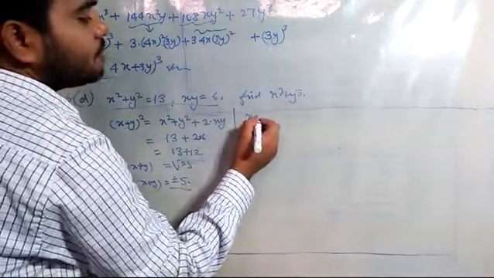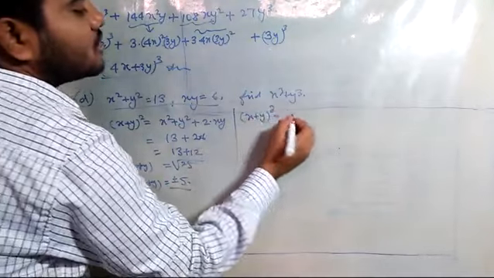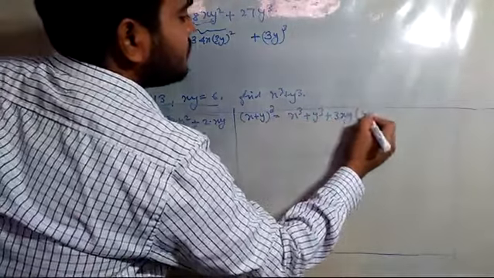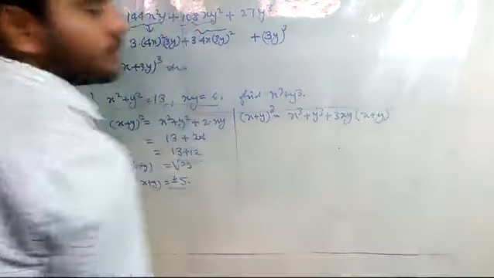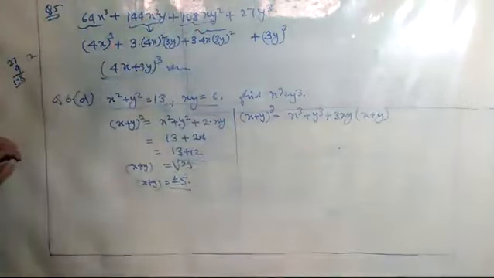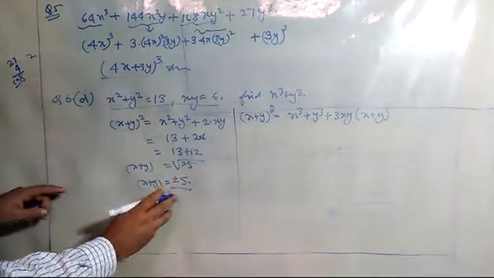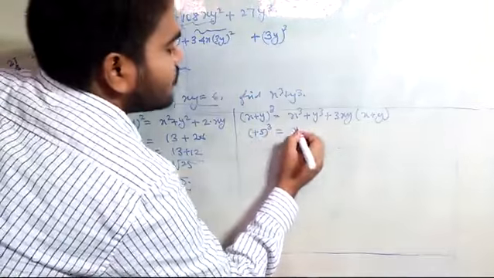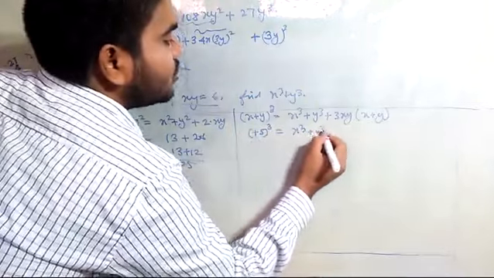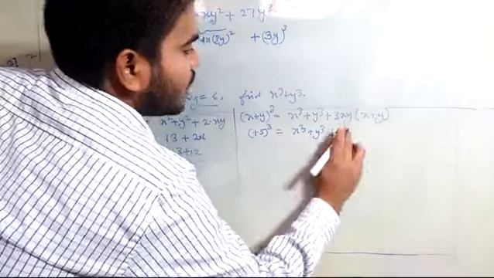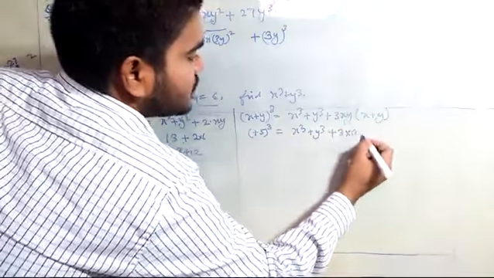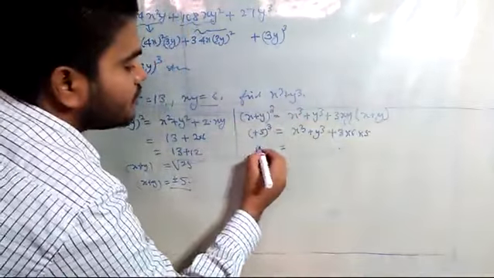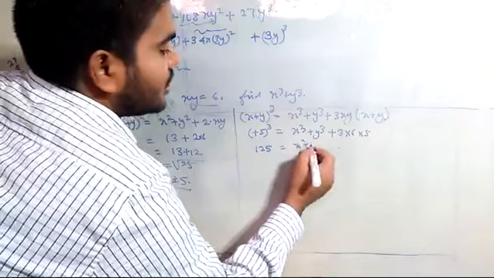So you know very well, (x plus y) whole cube is x cube plus y cube plus 3xy into (x plus y), is it? Now for x plus y, here we are having either plus or minus. So first I will be taking plus 5. Plus 5 cube is equal to x cube plus y cube plus 3 into xy, that means 6, and x plus y is 5. So you got 5 5s are 25 into 5 is 125.